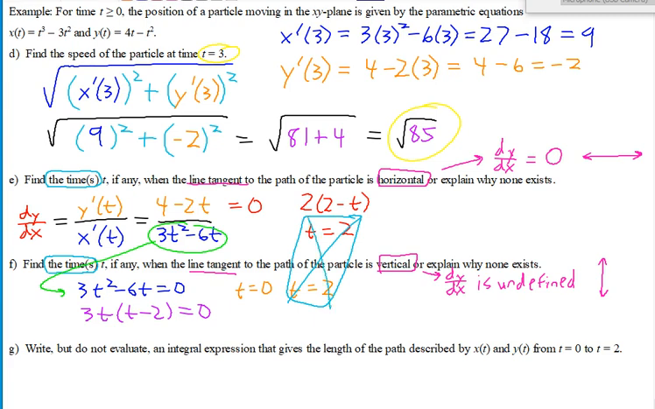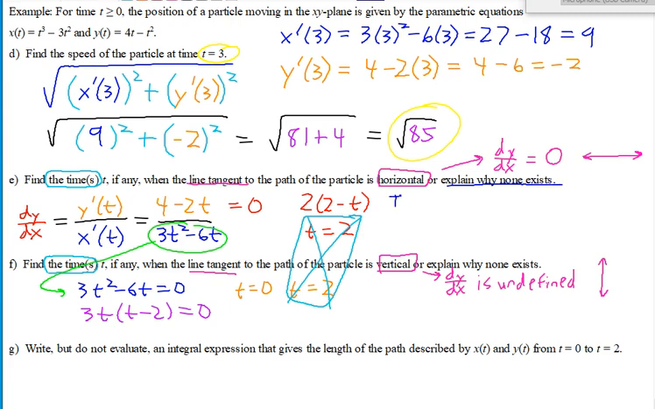So a horizontal tangent line has to make only the numerator 0, not the denominator 0, and the vertical tangent line has to make only the denominator 0. So notice that was our only possibility for the horizontal one, and 2 doesn't work. So that means this one has no horizontal tangent lines. So you can say, explain why none exists.